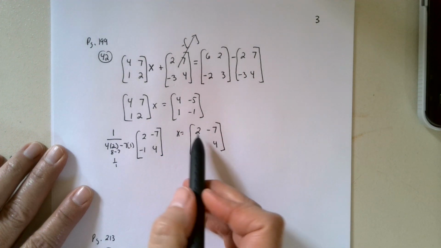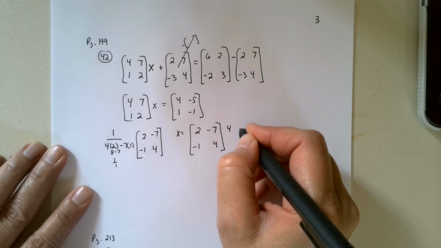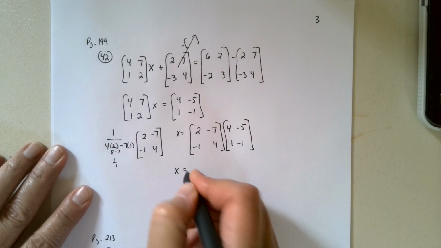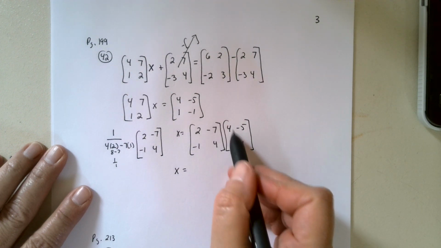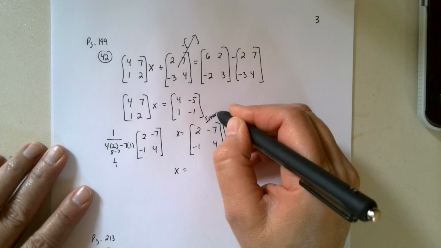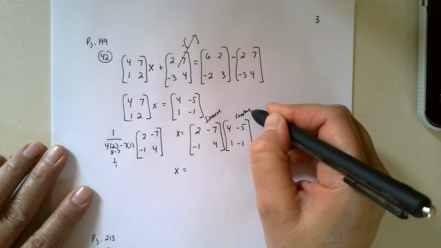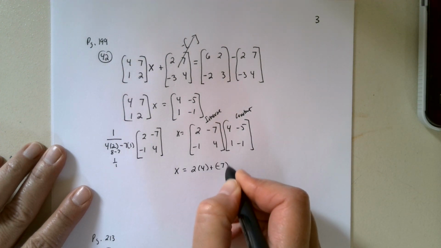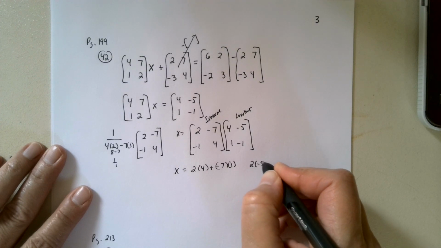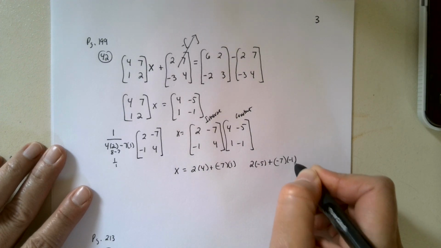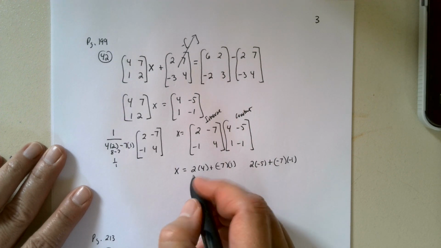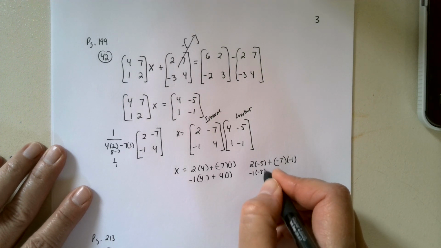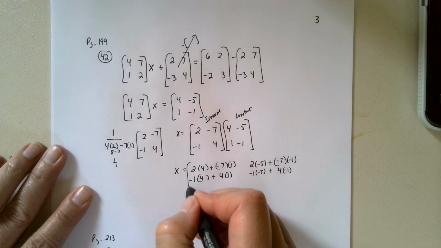And so to figure out the x, I'm going to take this inverse and I'm going to multiply it in front of the constant matrix, just like we worked on before spring break. We're going to take rows of the first by columns of the second. And remember that the inverse needs to go in front of the constant when you're multiplying. So row column, so I'm going to do 2 times 4 plus negative 7 times 1. 2 times negative 5 plus negative 7 times negative 1. Then I'm going to move to the second row. Negative 1 times 4 plus 4 times 1. Negative 1 times negative 5 plus 4 times negative 1.